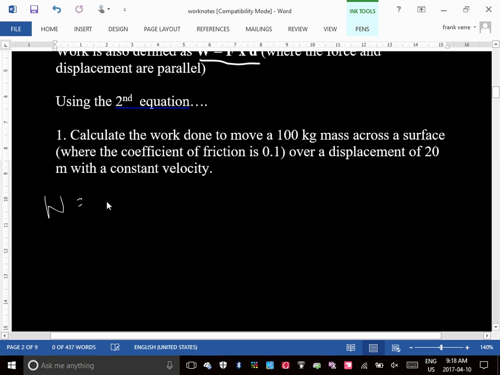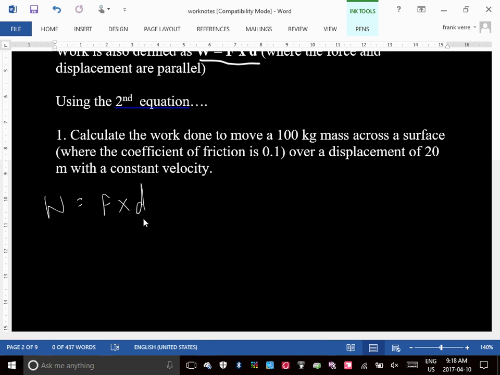So work is force times distance, right? And those two have to be parallel. If they're not parallel, then we have to figure out what we can do with the force. We might have to break it down into the vector components and find the parallel component. Unless it's perfectly perpendicular, then the answer is there's no work.